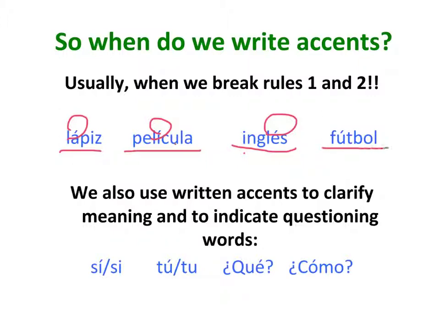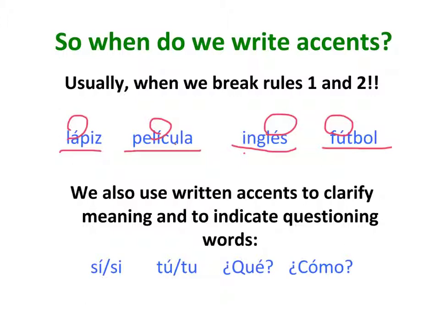Take a look at this final example. It ends in an L, so it's a rule 2 word. If there were no written accent mark on it, you'd follow rule 2 with the stress on the last syllable, and you'd say futbol. It's a very exciting word. It almost sounds kind of German. But what we say is fútbol. So we have to write in the accent. We write in accents when we break rules 1 and 2.